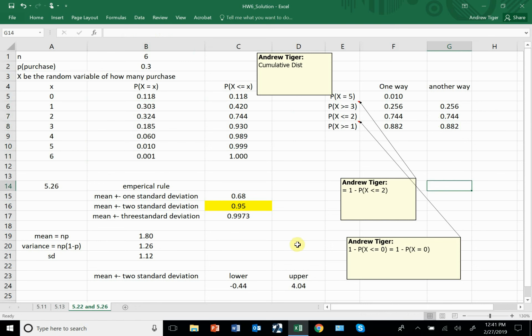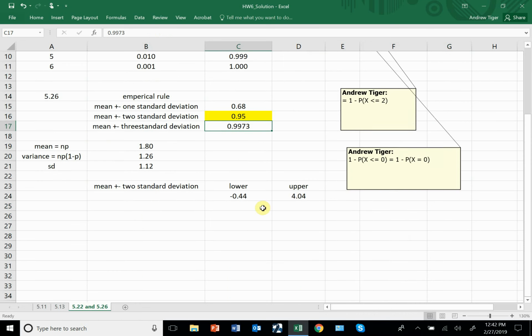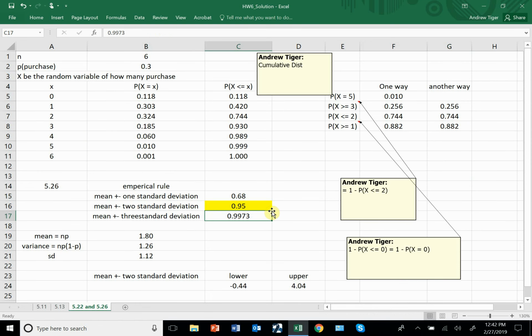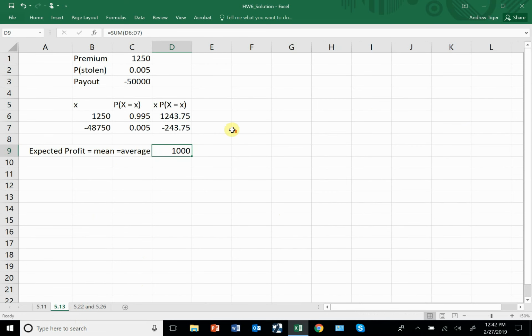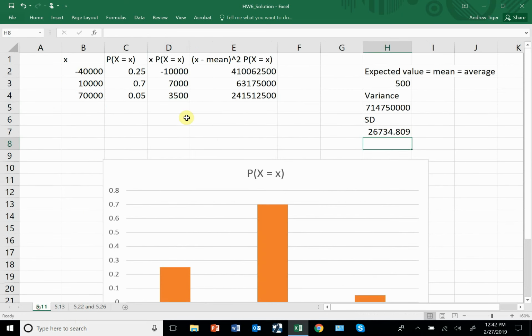And then 26, they want you to calculate the probability that you'll be between the mean plus or minus 2 standard deviations. It's 95%. This is just the empirical rule. Plus or minus 1 is 68, plus or minus 2 is 95, plus or minus 3 is 99.73%. Then they want you to calculate the mean. When you're talking about a binomial distribution, you don't have to use these formulas. You could do it this way to get these numbers.